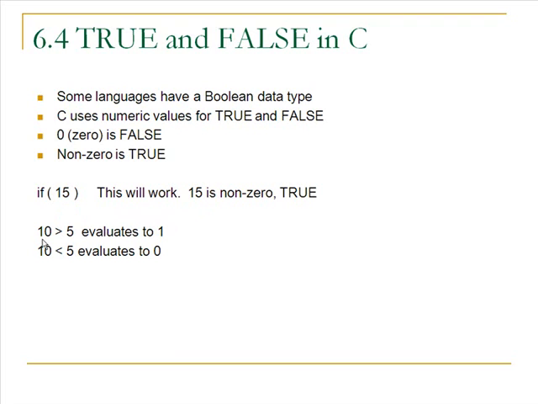When we write a relational expression, like 10 is greater than 5, we've been saying up until now it evaluates to true, and in C what that really means is it evaluates to 1. 10 is less than 5 evaluates to false, and in reality what's going on internally is that it evaluates to 0, and 0 is considered to be false.